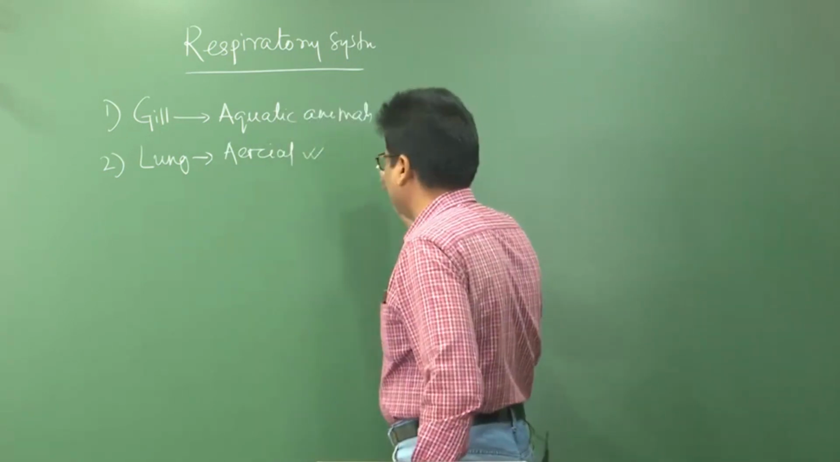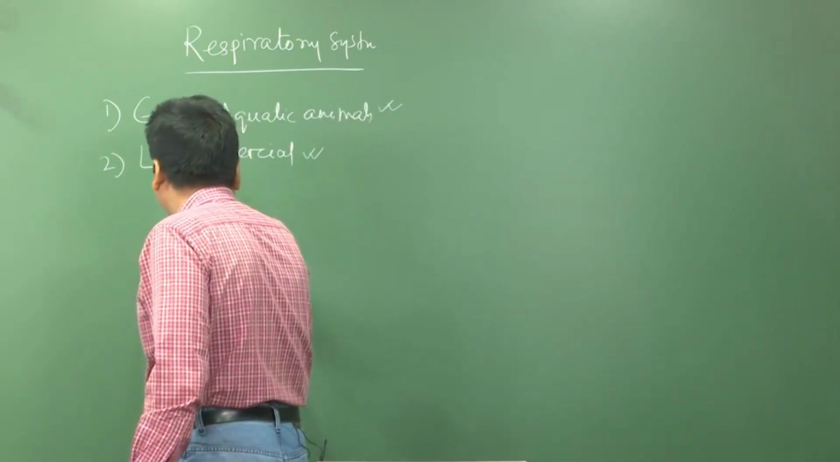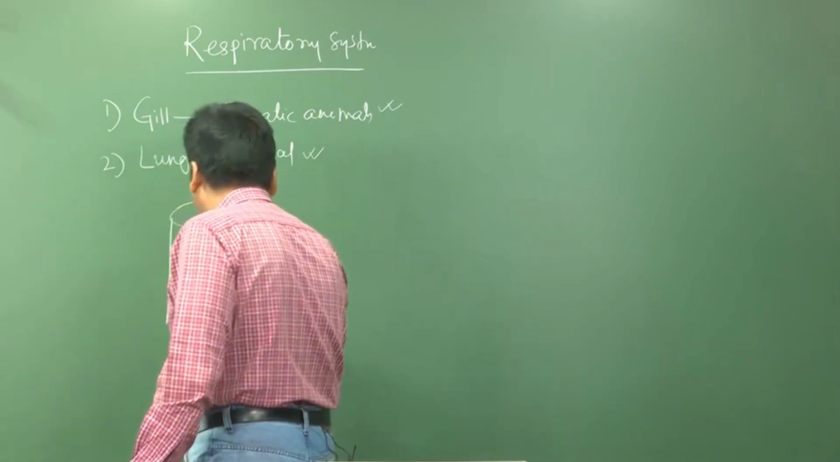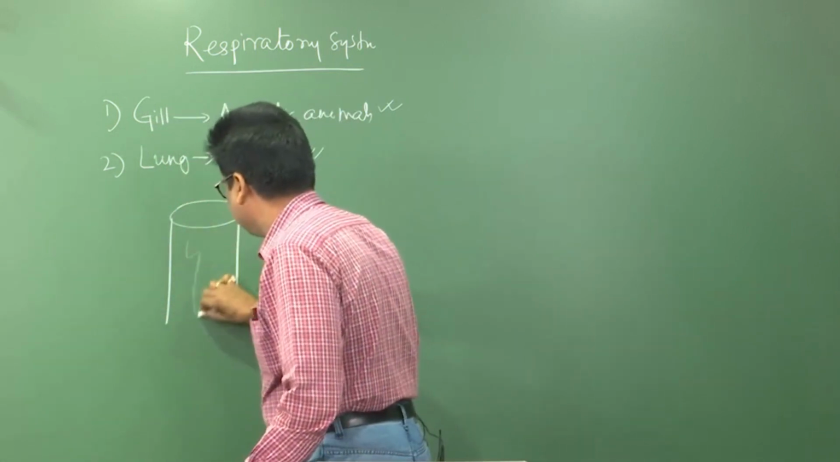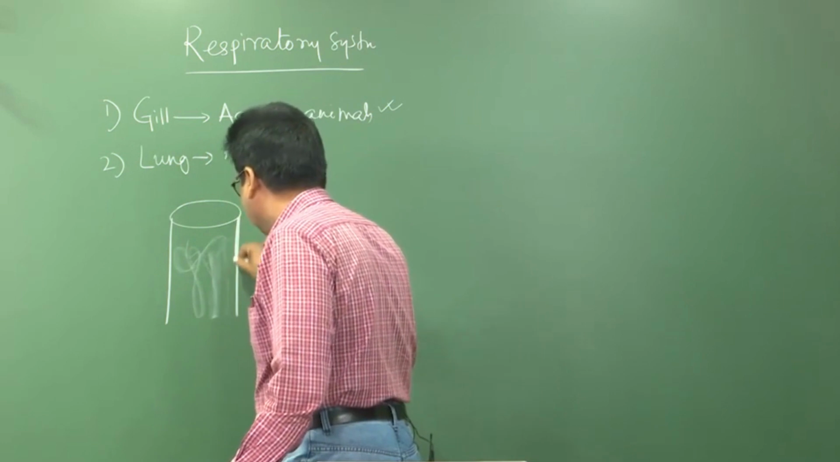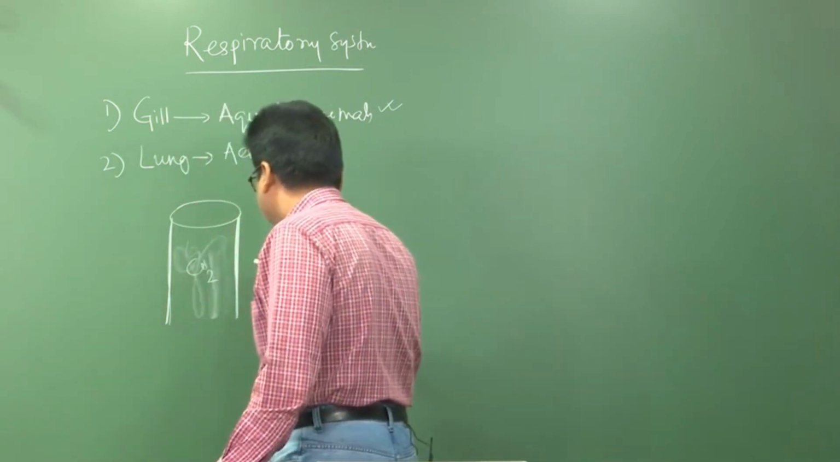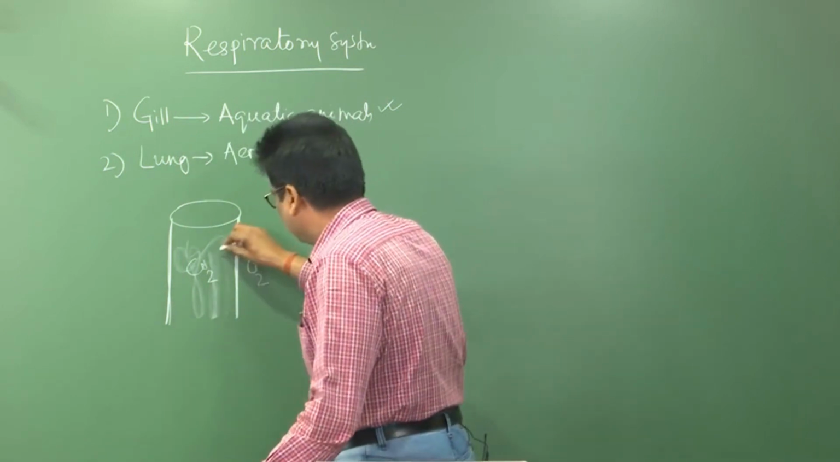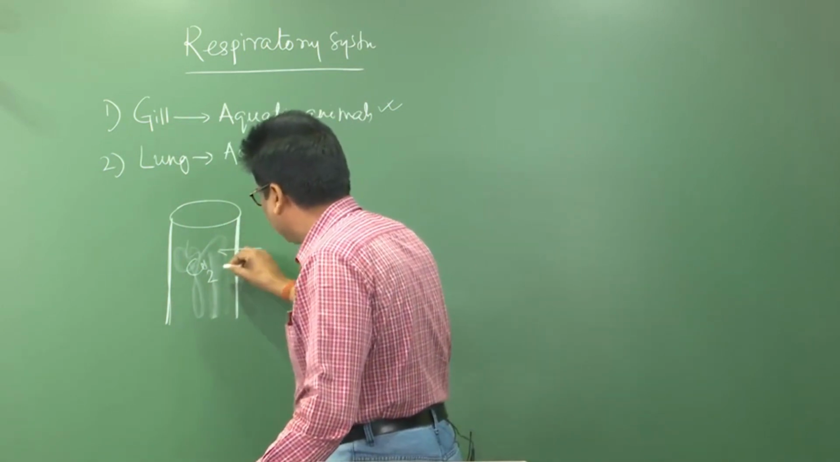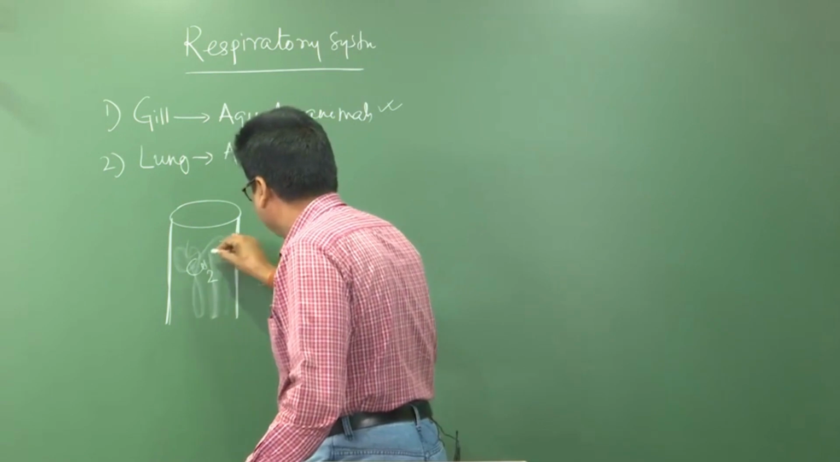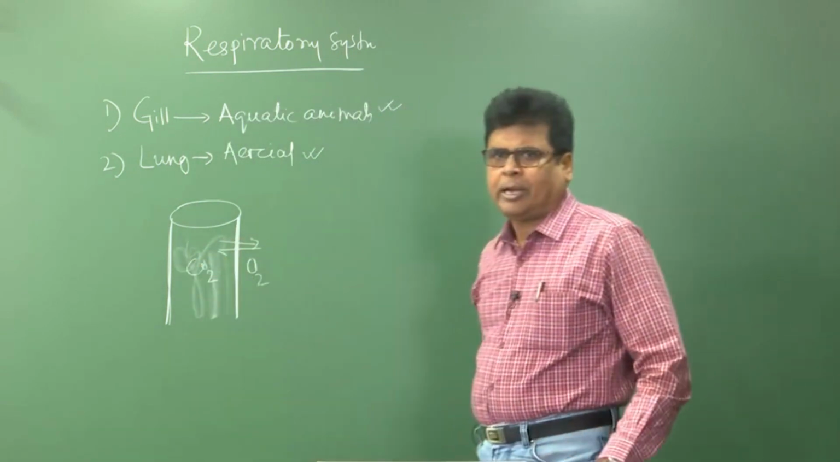So, just imagine, for example, this is a blood vessel. First criterion: this is a blood vessel, okay. Inside this is the blood, and this is the thin membrane. Inside the blood there is carbon dioxide, and outside it there is oxygen. So, there is an exchange between the oxygen and carbon dioxide, okay. The carbon dioxide will come out and oxygen will enter.